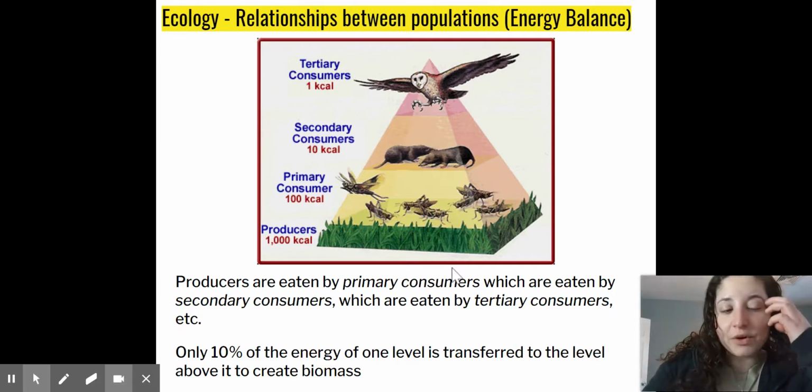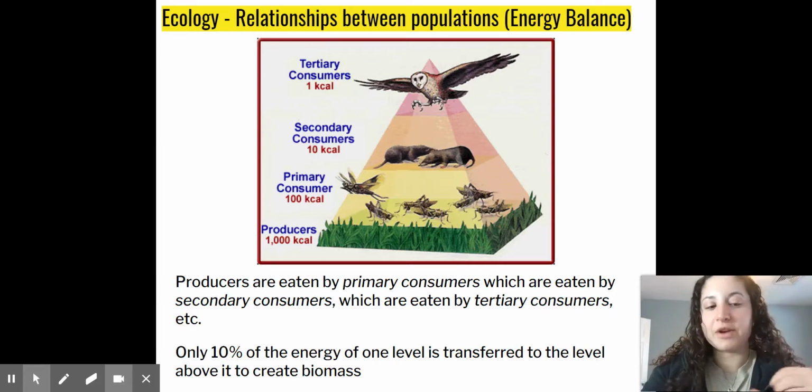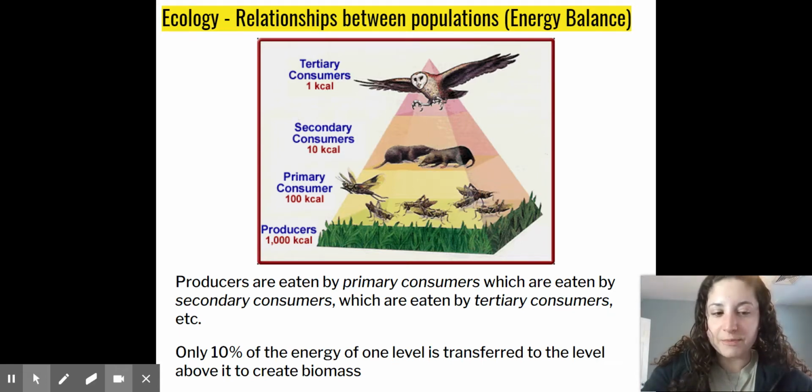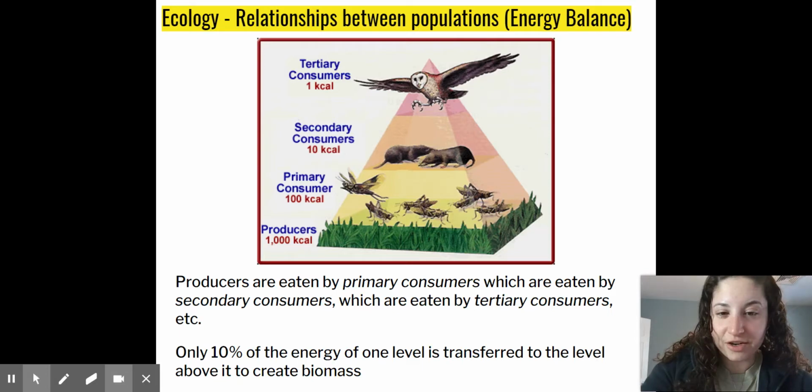Now, the reason why this is important to think about is because of the amount of energy that is available. So I'm talking about fuel and food. When you move from one level to the next, so from producer to primary consumer, only 10% of the energy can be transferred. So from this plant level, let's say that there's 100 units of energy. That means that there's only 10% of that available for primary consumers. So 10% of 100 is 10 units of energy. That's all that's available to the primary consumer.